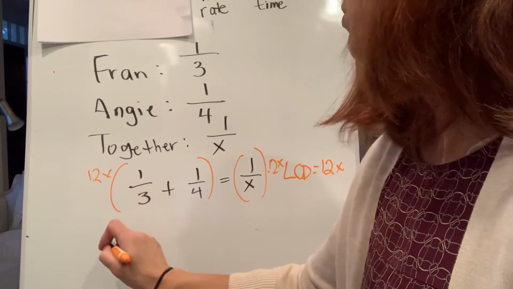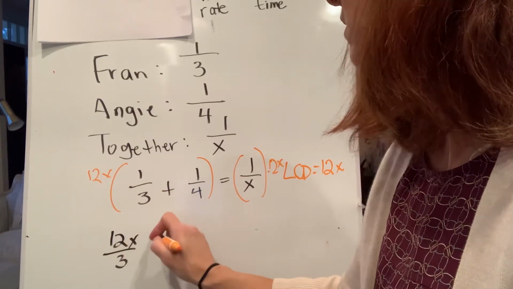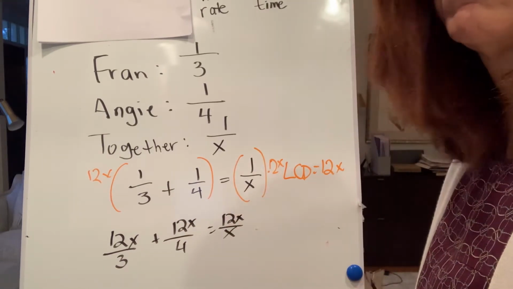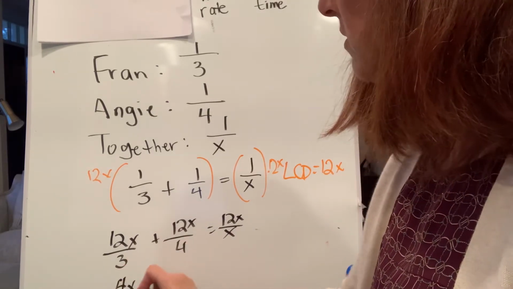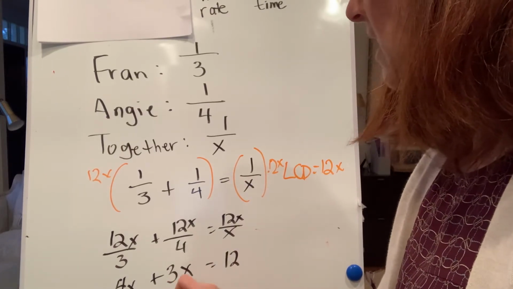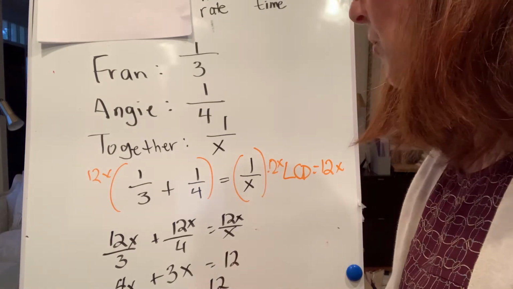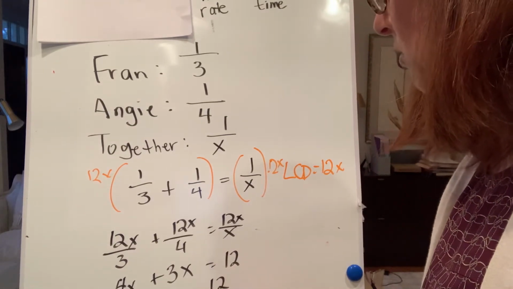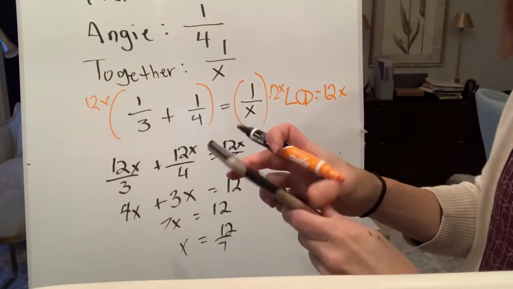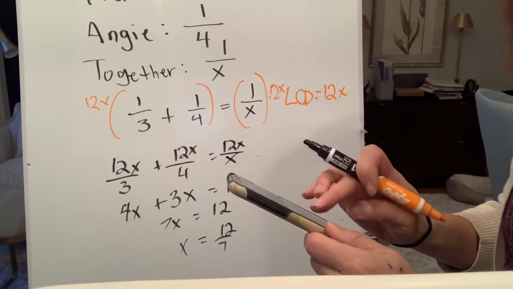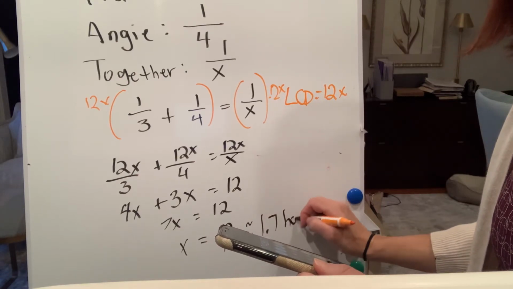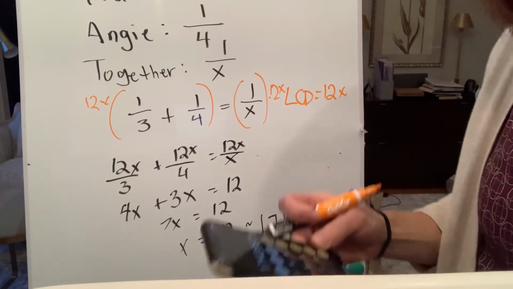If I go ahead and distribute that 12x, I get 12x over 3 plus 12x over 4 equals 12x over x. Simplifying, I get 4x plus 3x equals 12, or 7x equals 12. Divide both sides by 7, x equals 12 over 7. If we go ahead and divide that out, we get approximately 1.7 hours that it would take them to clean the garage together.